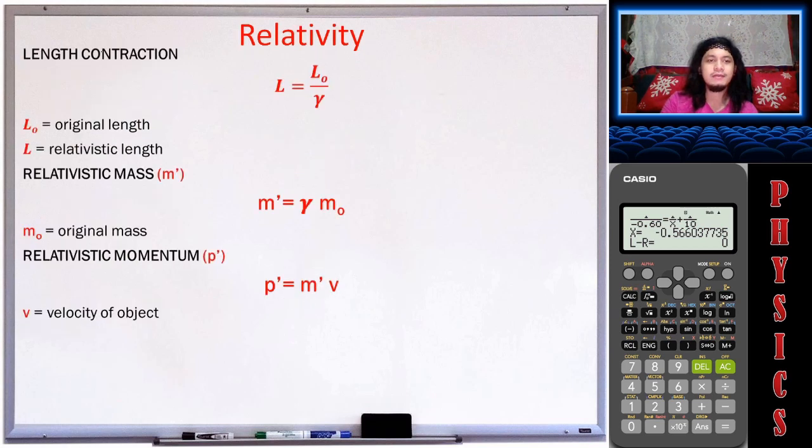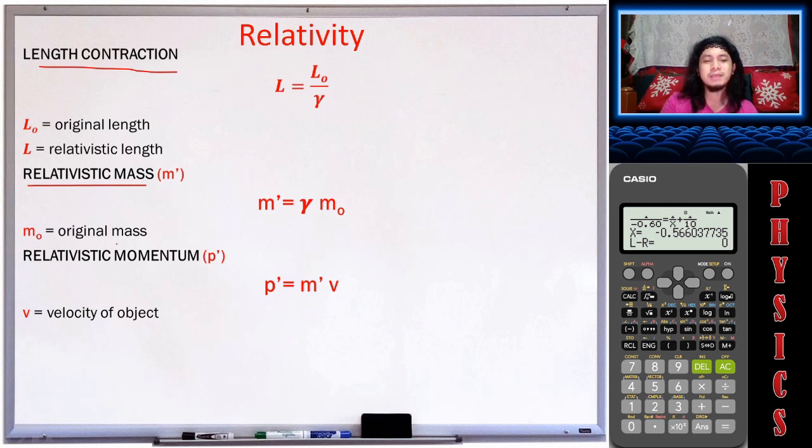Next. We have the length contraction. Since the Lorentz factor is always greater than 1, so, anong nangyayari? Nagko-contract daw yung length. Ibig sabihin, lumiliit. So, the original length divided by the Lorentz factor which is greater than 1, ano mangyayari? Liliit talaga yung ating relativistic length. Ano pang nangyayari? Sa mass naman, ano nangyayari sa relativistic mass? Naka-multiply. So, kung naka-multiply yung greater than 1 factor, lalaki yan. Ibig sabihin, bumibigat pala, nagkakaroon ng relativistic mass kapag approaching the speed of light.